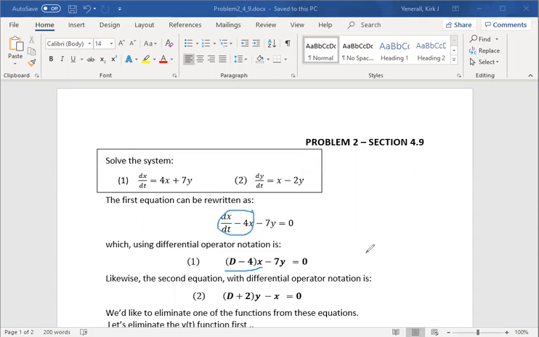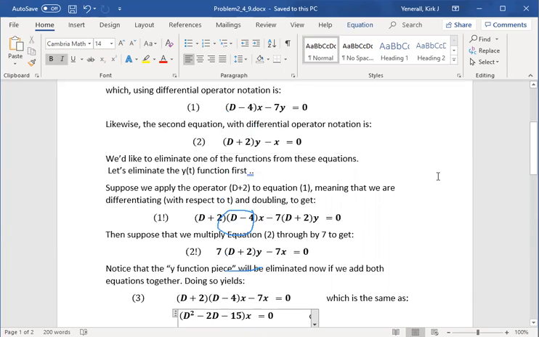If we do likewise with the second equation, that can ultimately be written as (D plus 2) of y minus x equals 0. So there we have our two equations. Let me erase my marks there. All right. So now we've got these two equations in differential operator form.